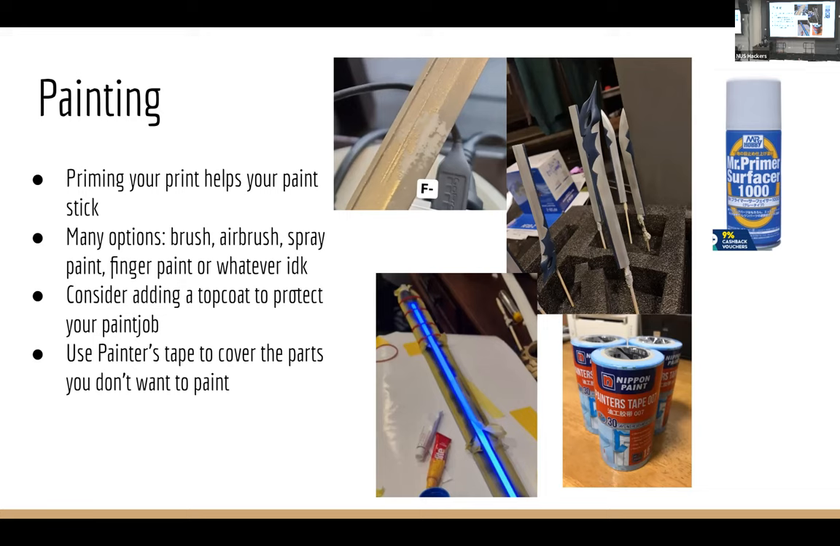And for painting, you have many options. It's just literally painting. You can use a brush, spray, you can use your finger to paint it, I don't know. But please prime your prints. Consider adding a top coat to protect your paint job, and use painter's tape to cover the parts you don't want to paint. Painter's tape is a better alternative to masking tape. You can find it at hardware stores. It's actually cheaper than masking tape in some cases, and it will help prevent your paint from coming off when you peel it.